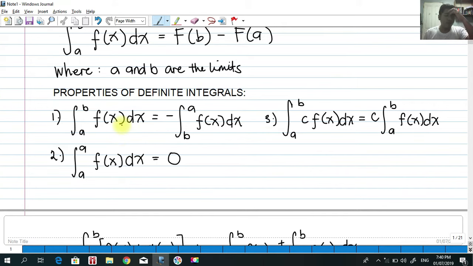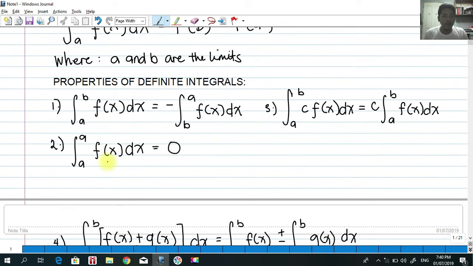For number two, the integral of f of x dx evaluated from a to a. If we have the same limits, no matter how complex the f of x is, then we are not integrating anything. So that should be equal to 0. In other words, if the upper limit is equal to the lower limit, whatever f of x you have, the result of that definite integral would always be equal to 0.